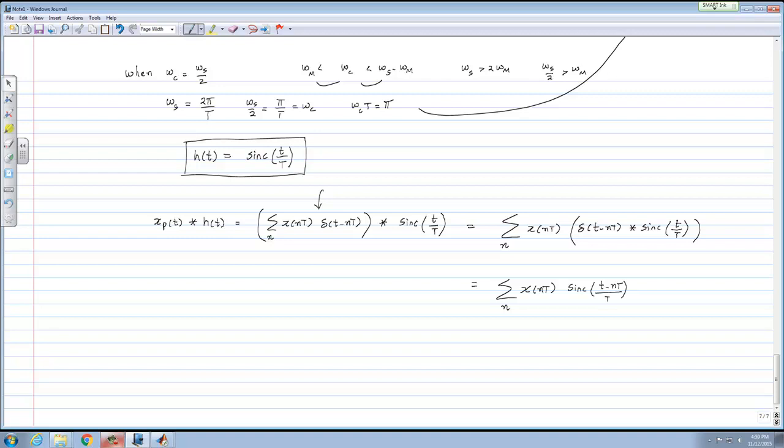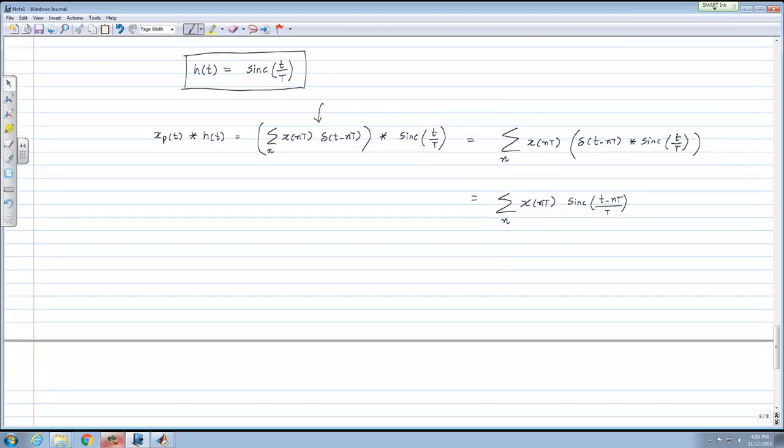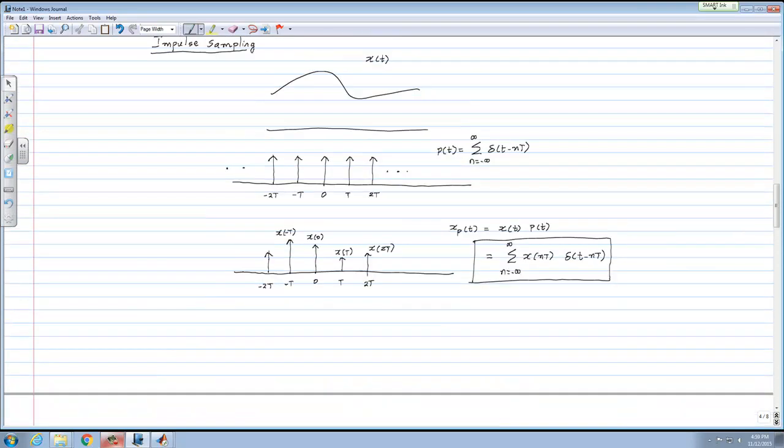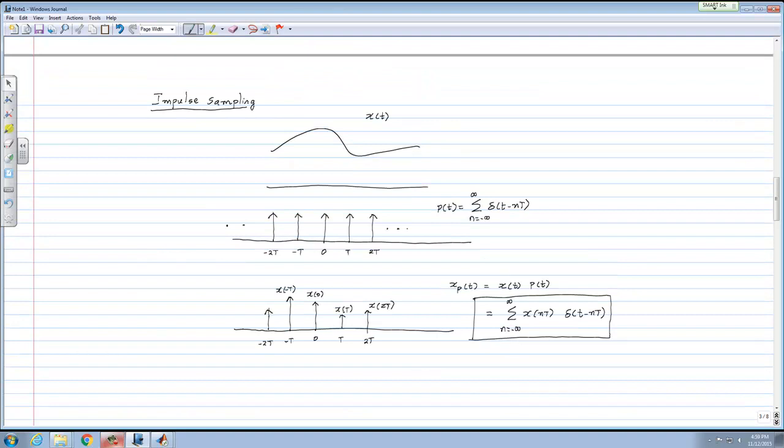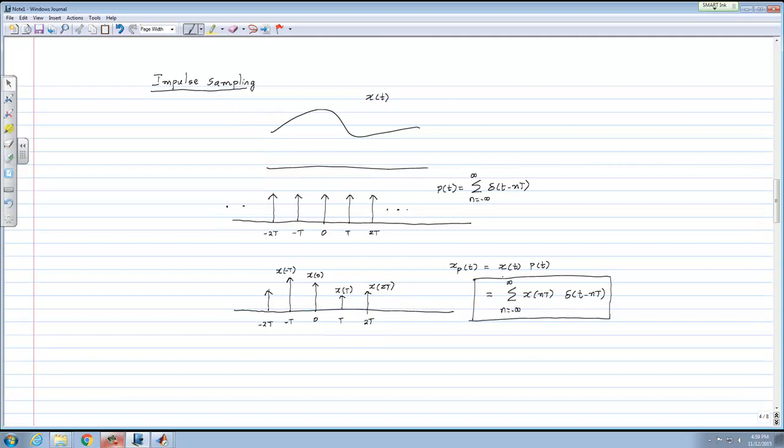Okay. Now let's try to interpret what this summation actually means. The summation actually means something really beautiful. So if you go back to the original problem, let's go back to this, my original problem here, and let me recall that expression. The expression that I had was x of nT times sinc of t minus nT over T, and this was a summation over n.